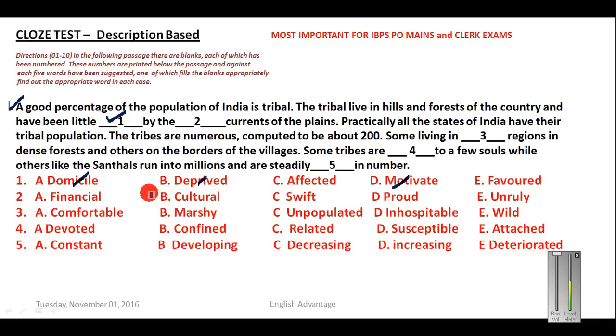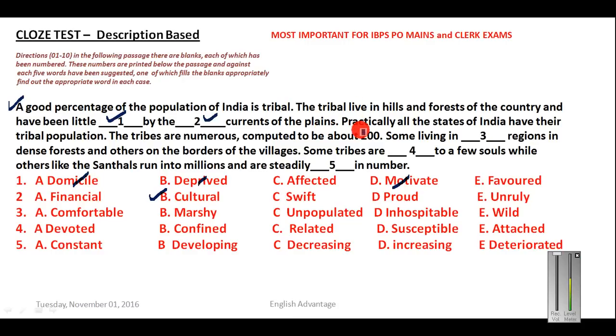So here the natural choice will be cultural, not financial. Swift financial will be totally out of context, and swift will not come. Swift currents of the plains. Okay, actually this word current is used in geography, ocean currents, but this is used in a different sense. This is used in the sense of impact. Okay, by the cultural impact of the plains, of the people who are living in plains. So here this word little implies hardly any. So it means that the tribal people have hardly been impacted by the people who are living in plains. So this is what this sentence wants to say, and this is the reality. This is also a fact.